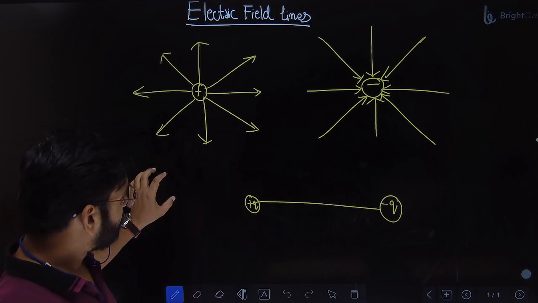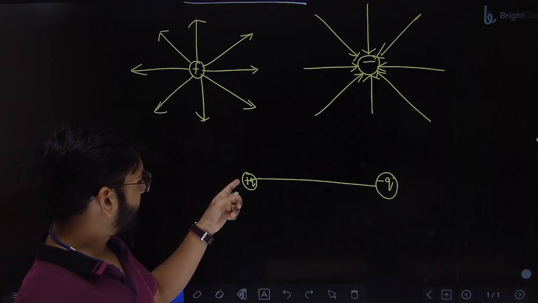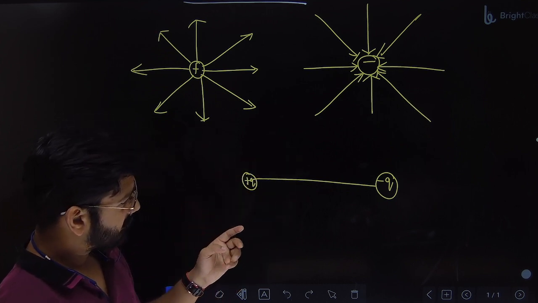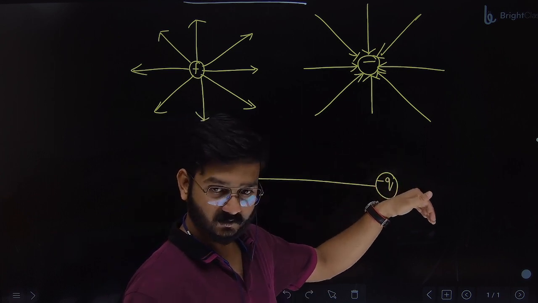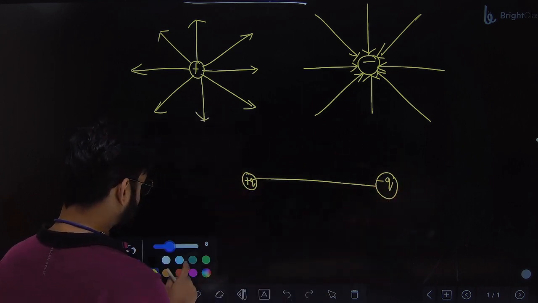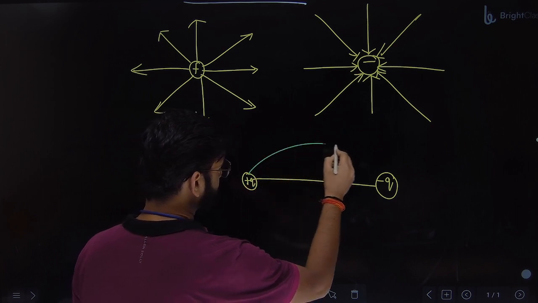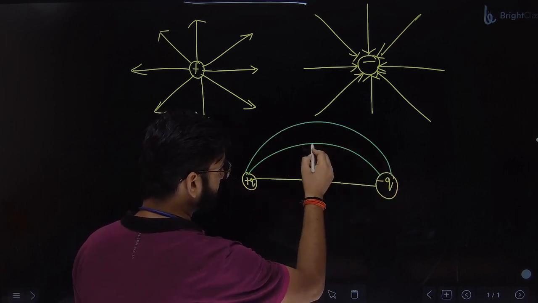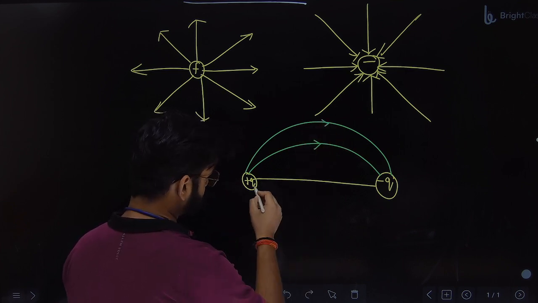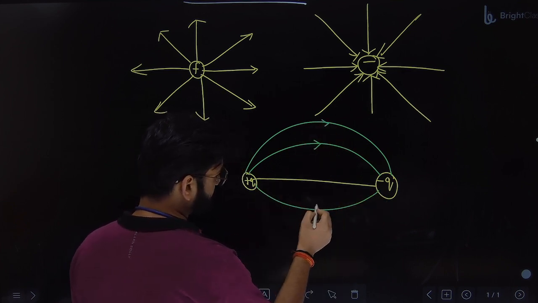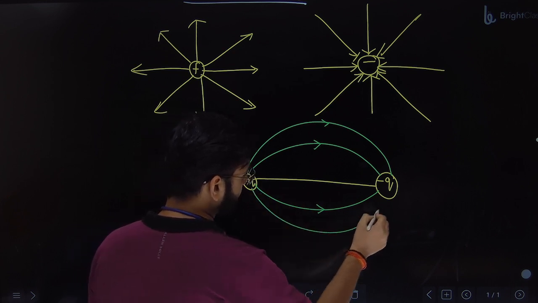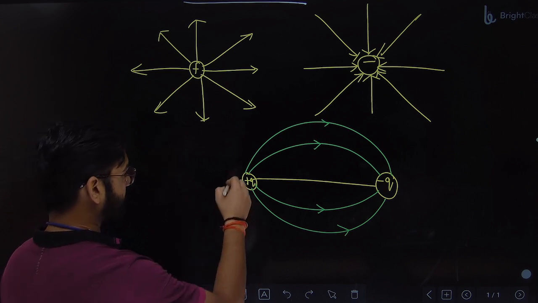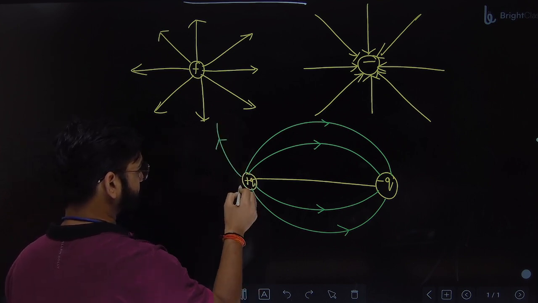Now tell me, for the positive charge, will electric field lines come towards it or move away? Away. And for the negative charge, they will come towards it. So what will be the direction of electric field lines? Starting from here, ending on the negative. All clear? You can draw a few more lines.